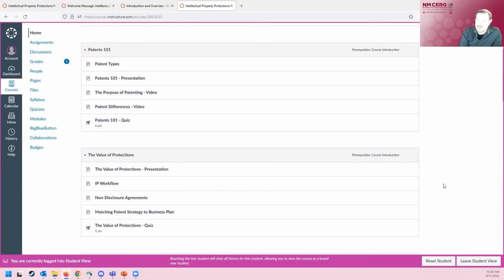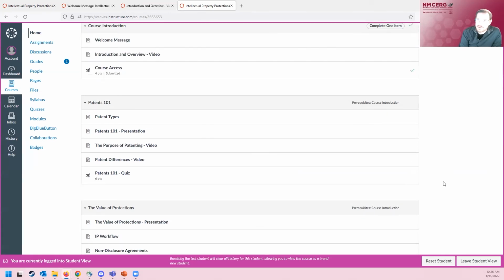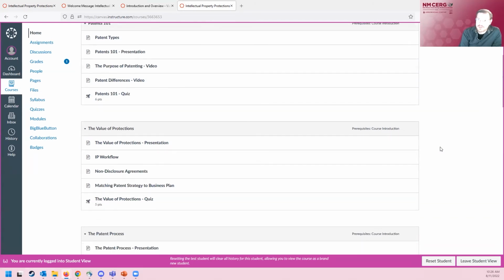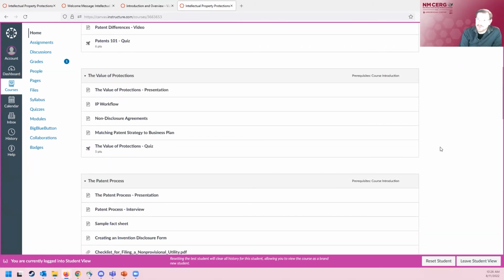So again, consume the content at your pace. It is laid out in a way where the modules, from our best understanding, kind of make sense. They really start off with some basics about what is patenting, what do you need to know, what are the different types of patents, then moves into the values of protecting. So why do you do this? How is this part of your business process? What's important to know about when it makes sense to actually go after protections?